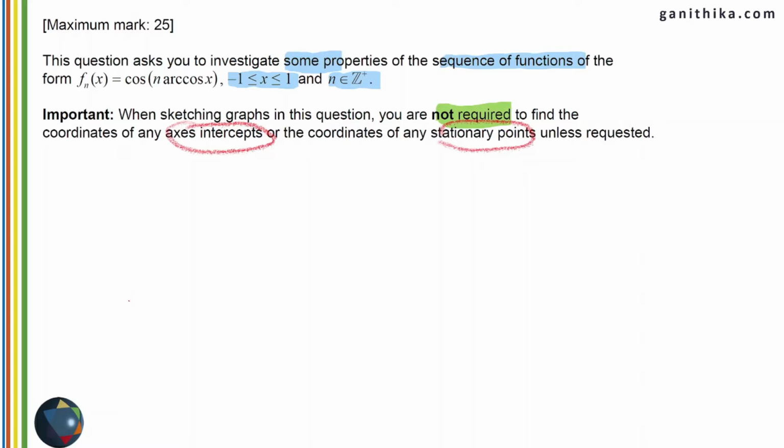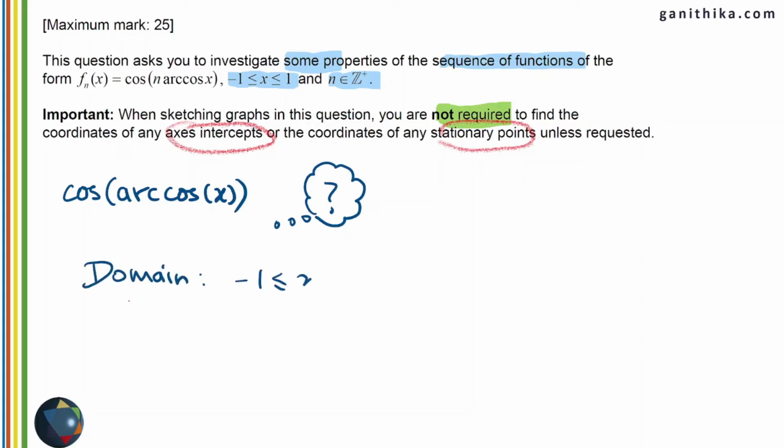Before you go to the first part of this question, let's analyze the information given on the top. We are going to investigate some properties of the sequence of functions. So this sequence of functions when n equals 1 is going to be cos of arccos x. So let's collect our thoughts together and see what are the things that we know about cos of arccos x. First thing that we know is the domain of arccos x is going to be between -1 and 1, which is given in the question. Therefore, the domain is not a problem for this question.